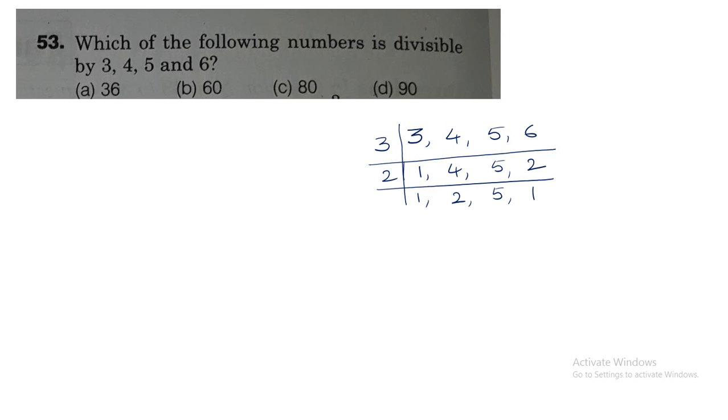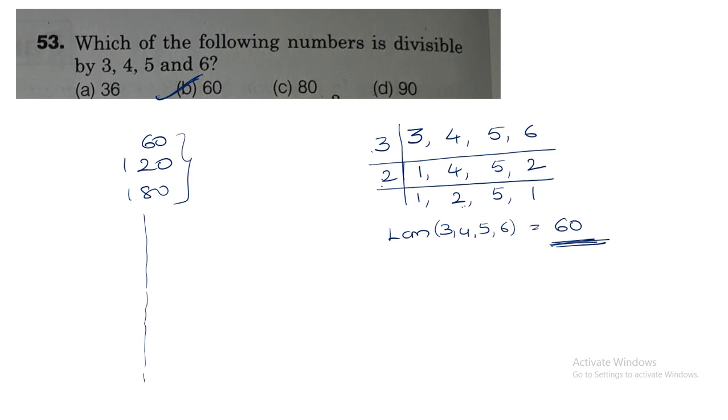Now directly take the product. So the LCM of 3, 4, 5, 6 is nothing but 3 2s are 6, 5 2s are 10, 10 6s are 60. So 60 is nothing but my answer. Or you can take the multiples of 60: 60, 120, next 180. So all the multiples of 60.